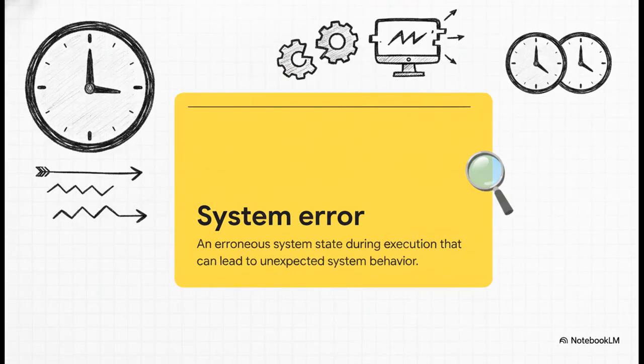Step 3 is the system error. This is defined as an erroneous system state during execution that can lead to unexpected behavior. So now the program is actually running. The clock hits 2300, the buggy code executes, and it blindly adds 1 hour. Instead of properly resetting to midnight, the system calculates a time of 2400 or maybe even 2500. The program has now entered a bad internal state. That is your system error.